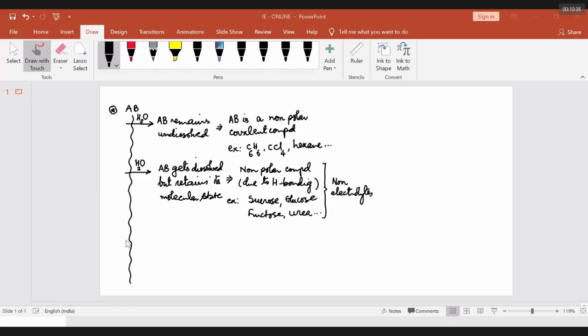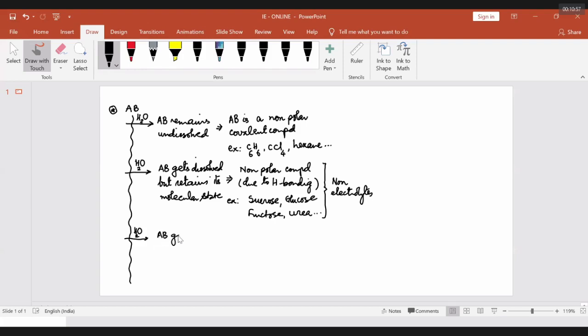Nice. I asked the third roll number, come on, boy, stand up and take your beaker and add AB in water. He said, okay, sir, no problem. Go ahead. He added AB into water and he observed, he is saying to me, sir, AB gets dissolved. Okay, nice.